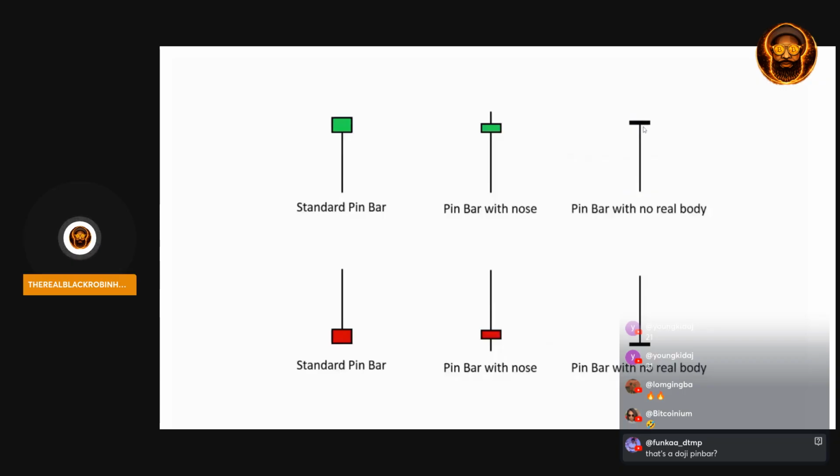It's a pin bar, but it's a doji. Pin bar with no real body. So depending on where you see it, right, it could be signifying indecision or signifying the end of a trend, right?